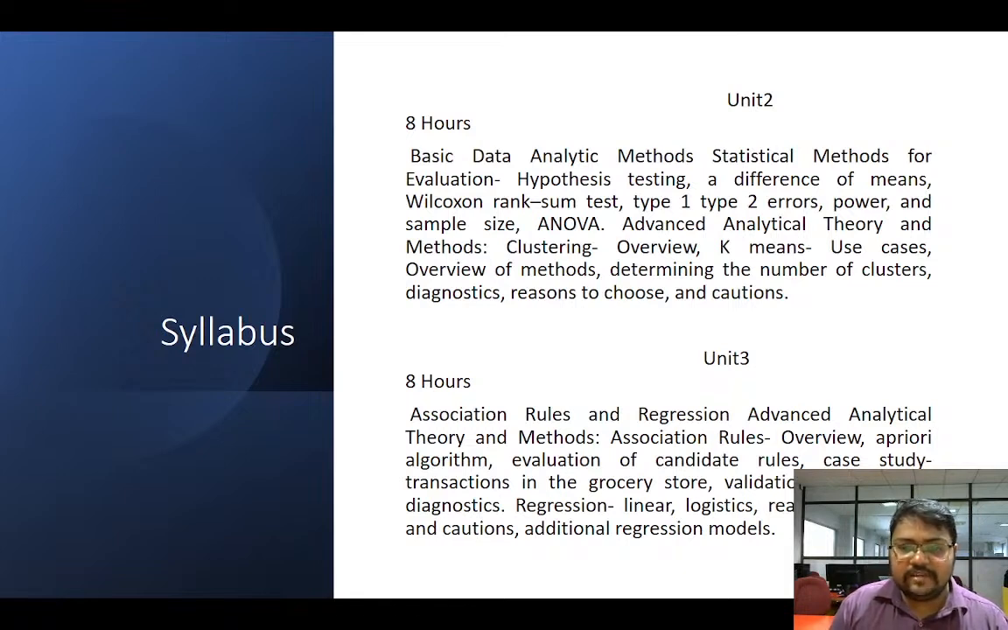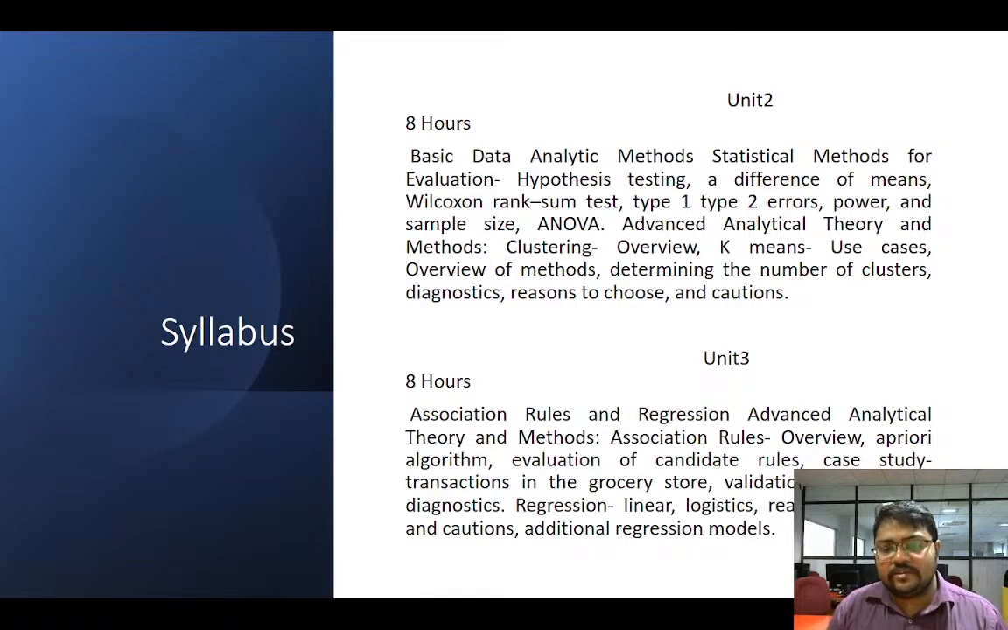In unit 3 we have kept association rules and regression, advanced analytical theory and methods, wherein we will be taking you through association rules, the Apriori algorithm, and evaluation of candidate rules, along with some case studies of transactions in grocery stores, which we famously call market basket analysis, validation and testing, and diagnostics.